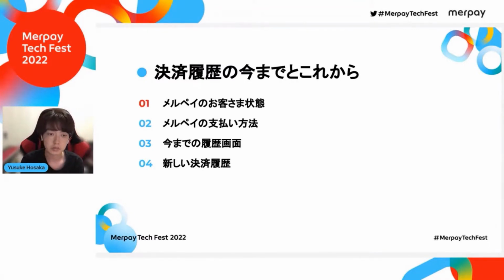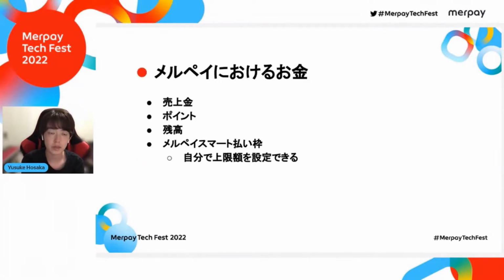So first, the customer status. Well, in Merpay, there are several types of money. There are four major types of money. The first one is the sales proceeds, which you get when you buy or sell something on Mercari. When you use Mercari or Merpay, you cannot use the sales proceeds as they are. So you have to buy points with the sales proceeds.